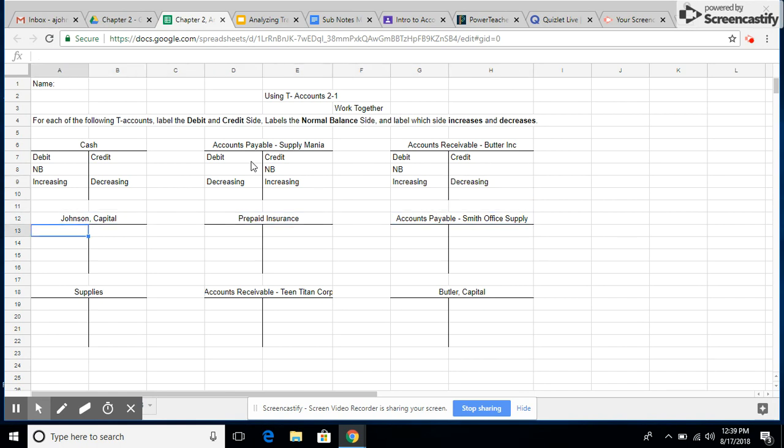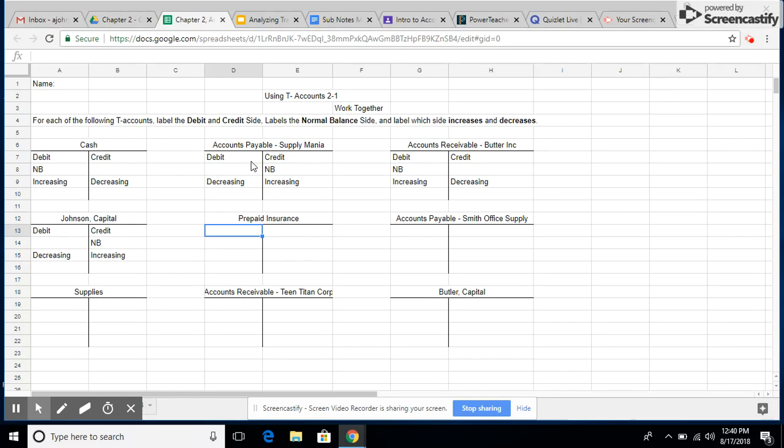Okay, let's go over to Johnson Capital. So Johnson Capital, the left side is the debit side, the right side is the credit side. Oops, I spelled that wrong. A capital account has a normal balance on the credit side. The normal balance side is the side that increases. So for Johnson Capital, the credit side will be the increasing side, and the debit side will be the decreasing side.